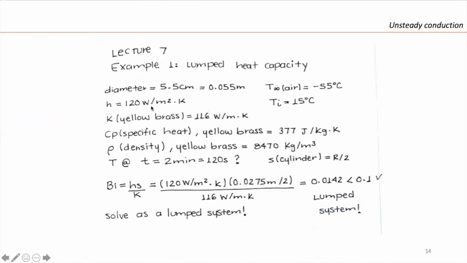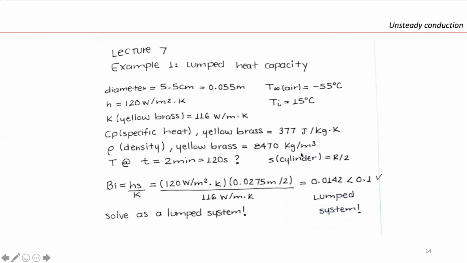So here is the data. You have the diameter of 5.5 centimeters. You have the T surroundings, or T air, of minus 55. T initial of that rod is 15 Celsius. And h, the heat transfer coefficient, of 120, and the k for yellow brass is 116 watts per meter Kelvin. The specific heat for yellow brass is 377 joules per kilogram Kelvin, and the density of the yellow brass is 8470 kilograms per cubic meter. You want to know the temperature after 120 seconds.